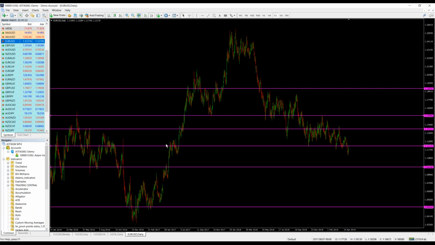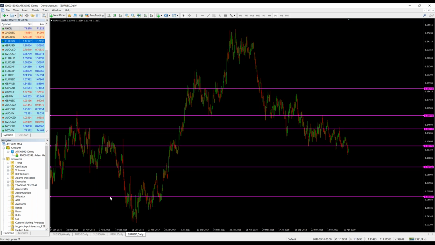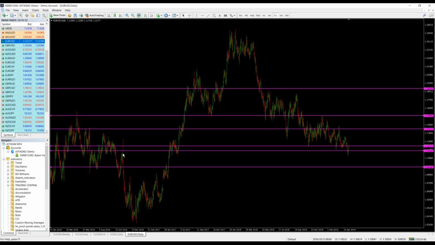I'm just keeping an eye on these areas. There's probably some other levels there, and I don't want to make it too complicated. So in fact, for the purposes of this, I think I can get rid of that line. So you'll notice what I'm trying to do is I don't want lines my brain has to pay attention to that are too far away.